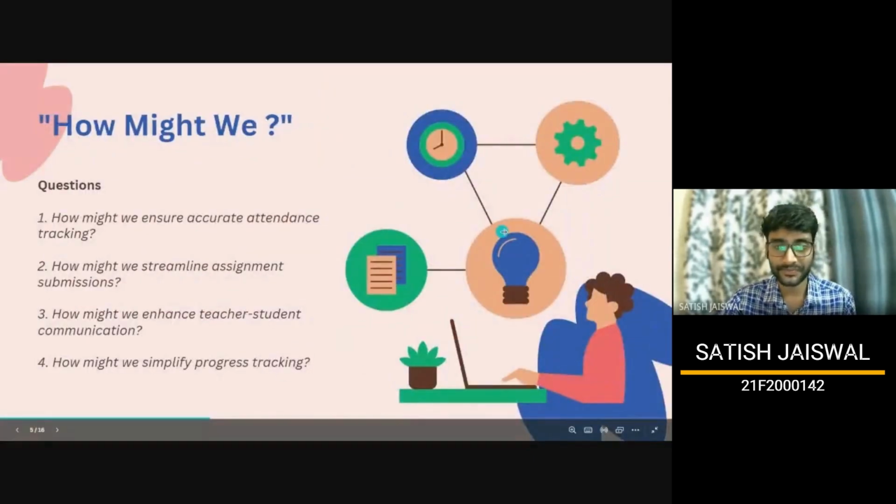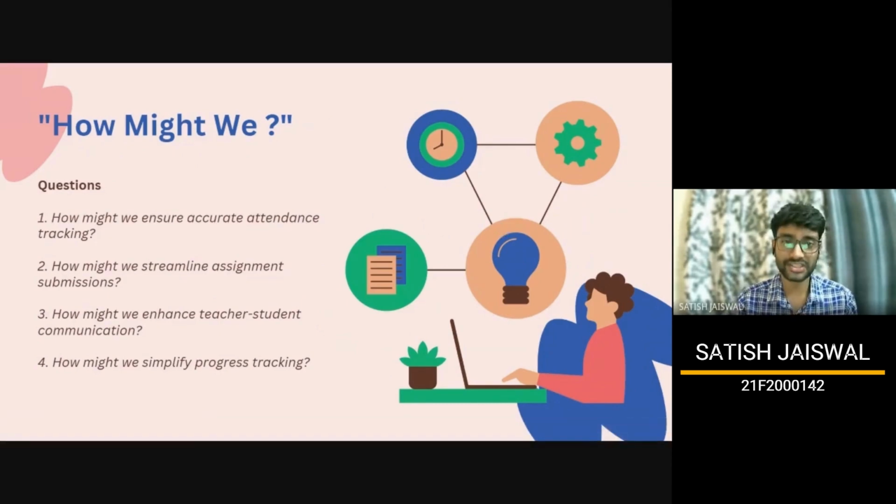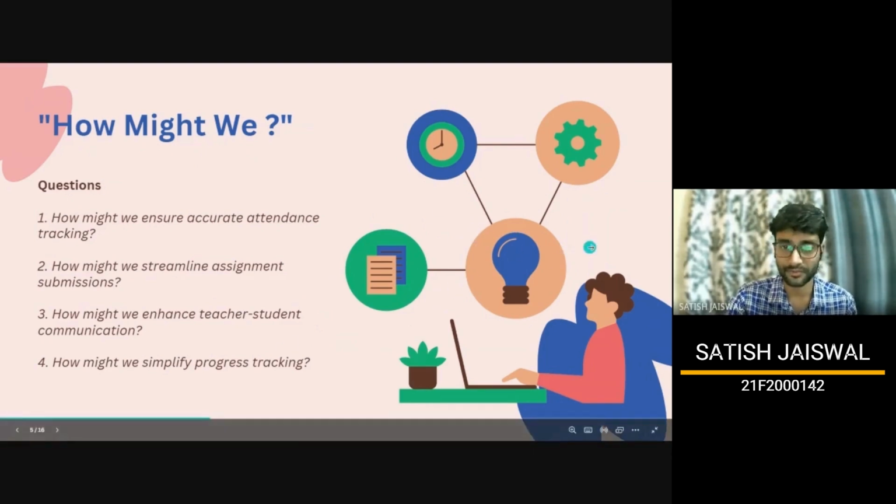In the next slide, we have some questions like how might we. So these are some of the questions that we have created from our side only. The first question that arose in our team's mind was how might we ensure accurate attendance tracking. The next question can be how might we streamline assignment submissions. The third point will be how might we enhance teacher student communication, like we have seen in the user personas also. And the fourth and the most important question is how might we simplify progress tracking. That is the most important point in our view.